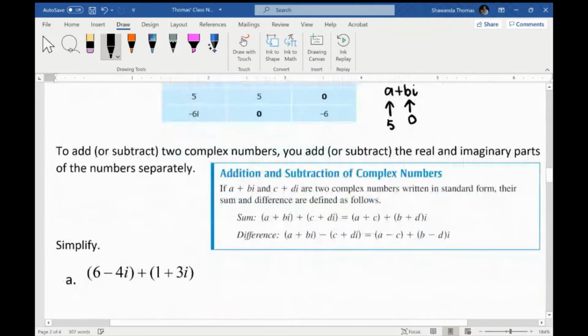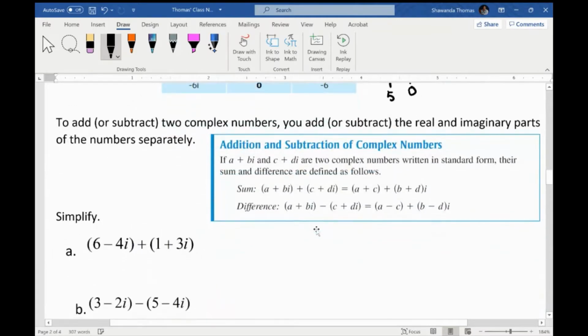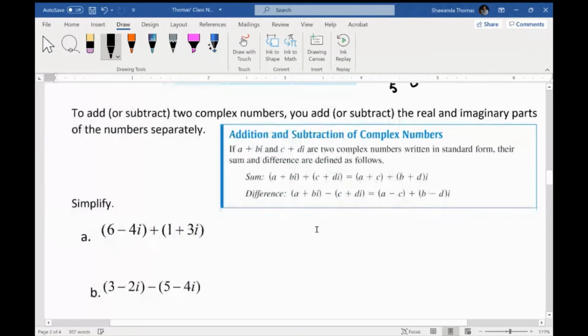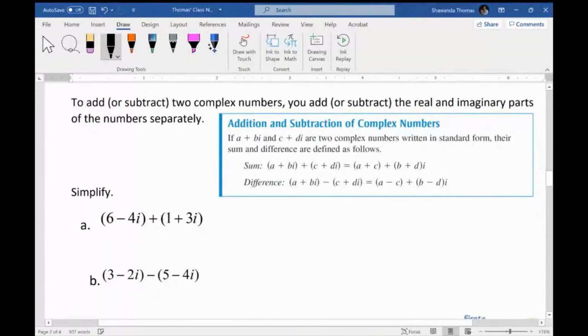All right, let's add and subtract complex numbers. To me, it's very similar to the real number system. It's basically like adding like terms. I don't really see the difference between adding and subtracting imaginary numbers and adding and subtracting real numbers. So let me show you. (6 - 4i) + (1 + 3i) is the same as 6 - 4i + 1 + 3i. I'm going to drop the parentheses because I don't need them in this case.